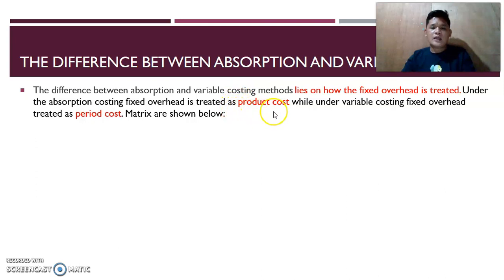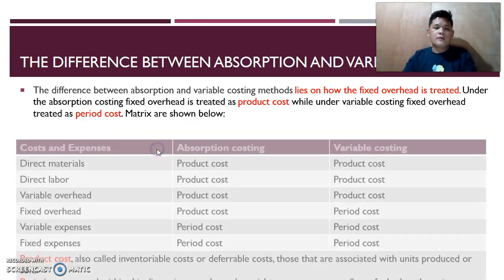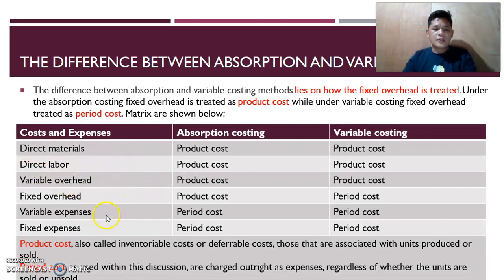Sa absorption costing daw class, yung fixed overhead is tinitreat as a product cost. Ibig sabihin, kasali siya sa presyo ng product. Pagdating naman sa variable costing, yung fixed overhead is directly expense. I-expense mo kaagad siya. Naintindihan? So, ito yung matrix: cost and expenses, absorption costing, and variable costing. Unang-una, direct materials. Pagdating sa absorption costing and variable costing, product cost siya. Kasali siya sa presyo ng product.